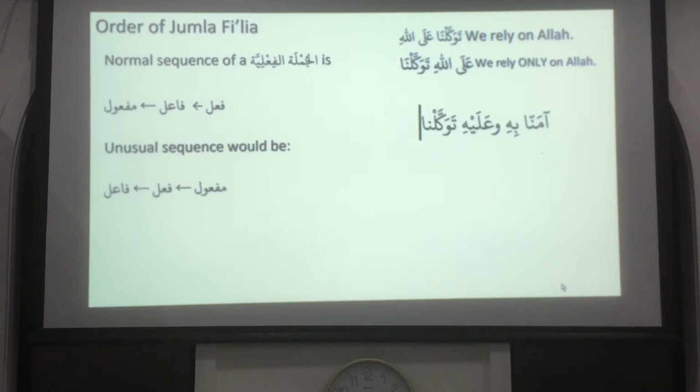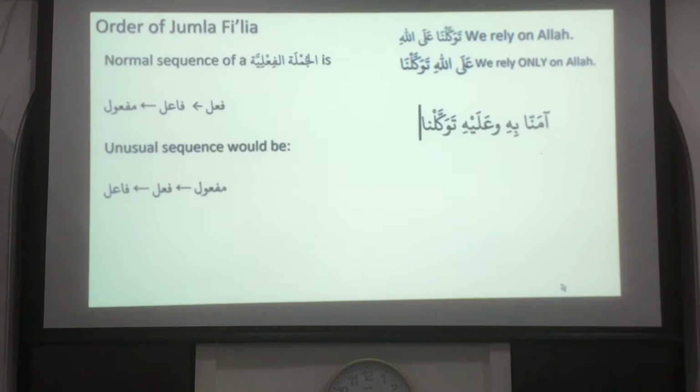Yes, normal sequence. The fi'l amana is at the beginning, then the we is in the middle, and then bihi, in him. It's normal: we believe in him. But wa alayhi tawakkalna is the switched one, right? So look what Allah said. The interesting thing is that we don't only believe in Allah, so that sequence is normal, because we believe in the Rasul, in the angels, in the books, in Judgment Day. Our belief is not only in Allah.